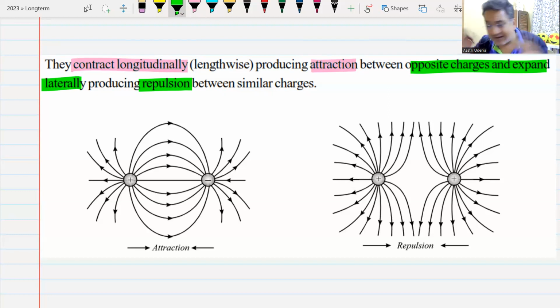Do we understand this? That is how we explain the attraction and repulsion between two like or unlike charges. I'll give you 1 minute to note it down. You don't have to draw the diagram. If you want to draw it, draw it fast. You just have to understand the concept, okay?